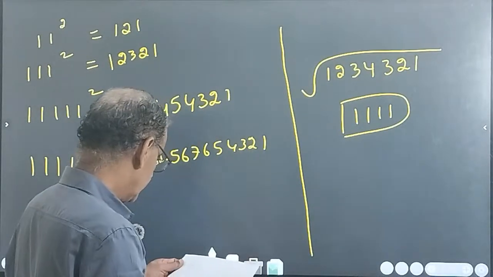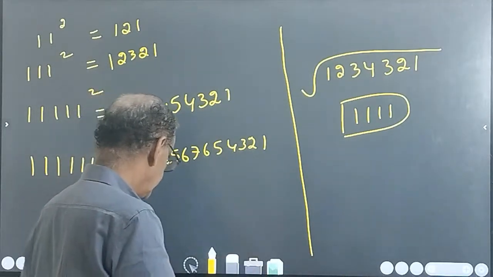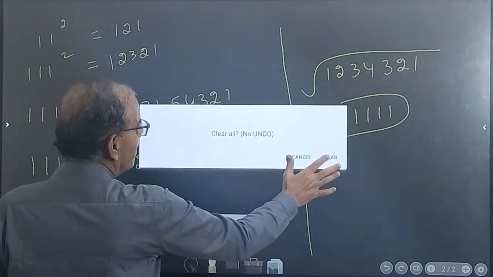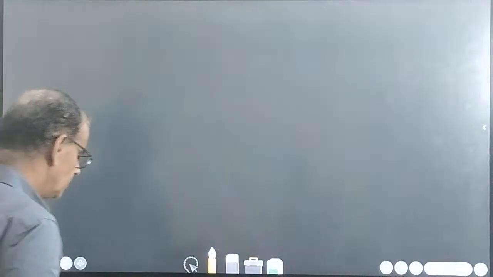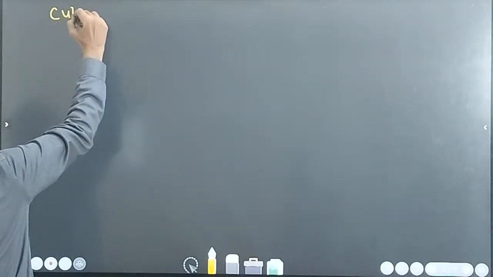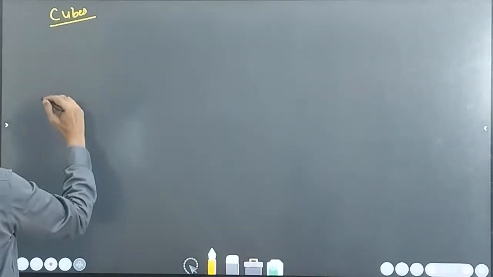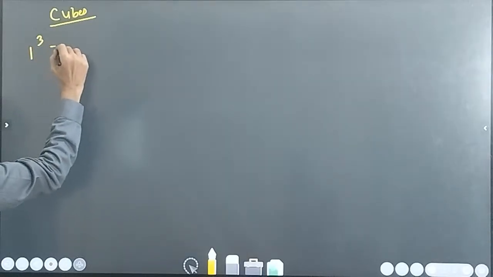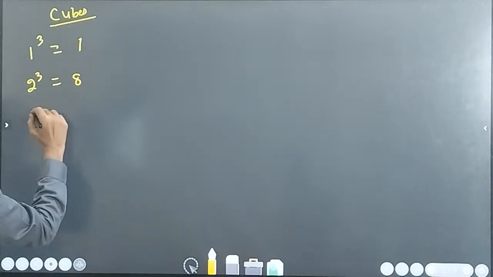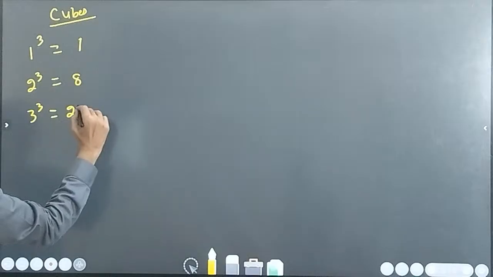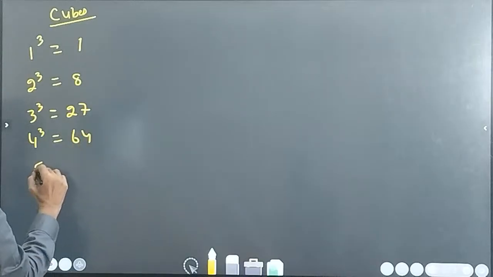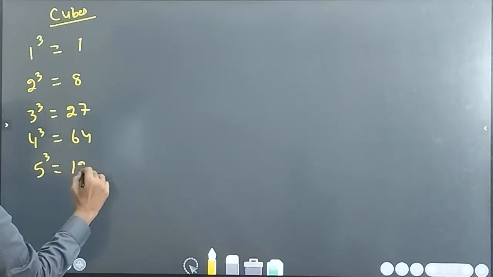Okay. Then next we'll go to cubes. One cube, 1. 2 cube, 8. 3 cube, 27. 4 cube, 64. 5 cube, 125.